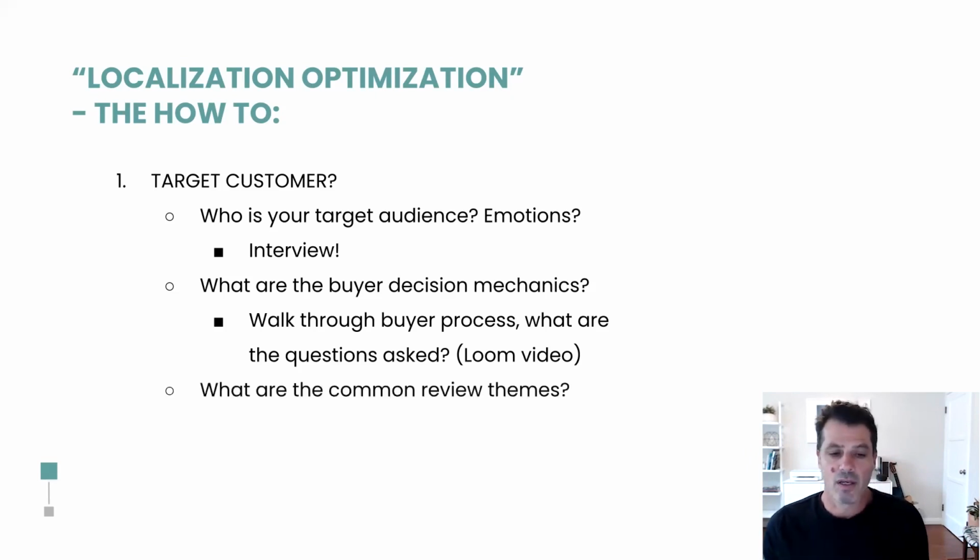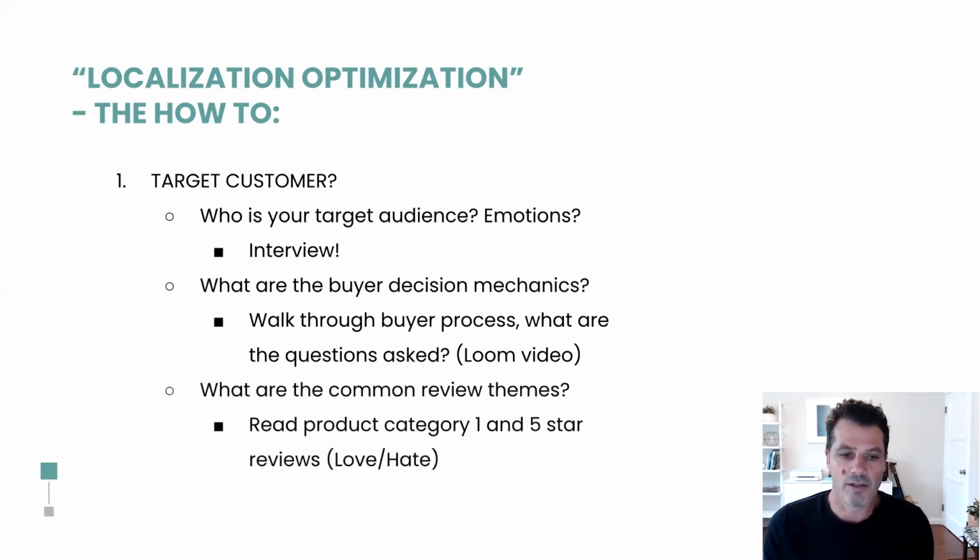And then the last piece, which is a common one, is what are the common review themes? So it's really important to look at the reviews for your product category and understand from a 1 and a 5-star perspective, what do people love and what do they hate about a product? It does take time, but you can go through reviews and you'll start to see some common themes that you need to address as either objections or benefits in your listing. Those are really important things to include in your listing.